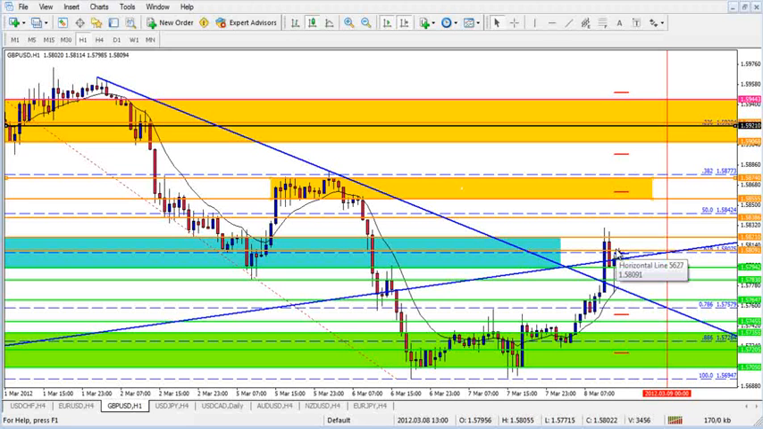Otherwise, a break here, we look for a test even higher, potentially all the way back into the low 59s.